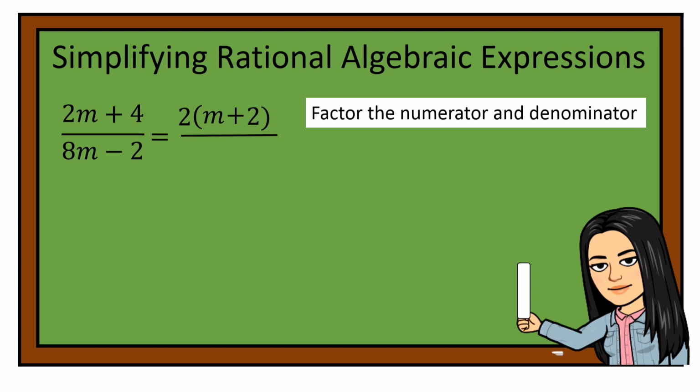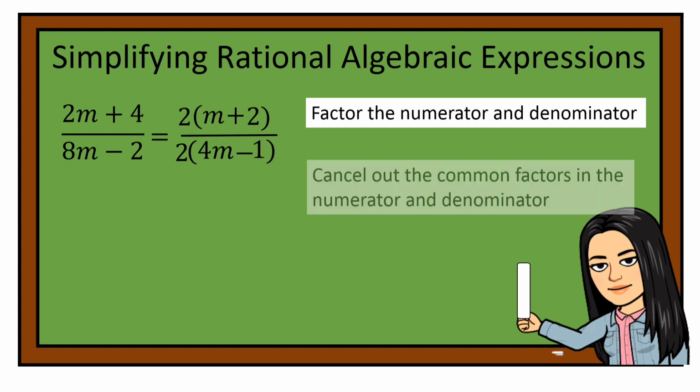Over, in the denominator, we can also factor out the greatest common monomial factor. The greatest common monomial factor is 2. Then divide 8m by 2. The answer is 4m. Copy the operation, which is subtraction. And then 2 divided by 2 is equal to 1.